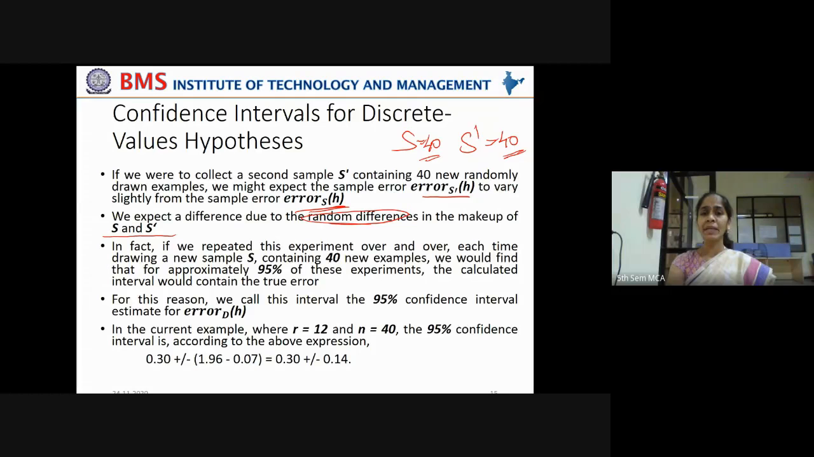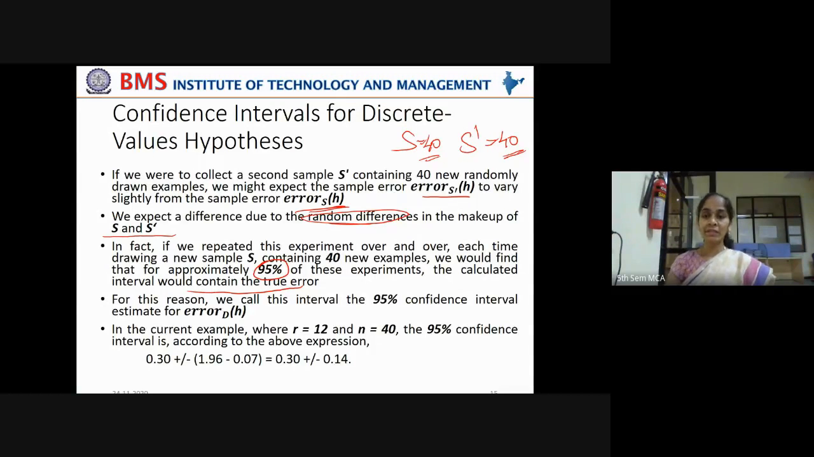Now, in fact, if we repeated this experiment over and over again, each time drawing a new sample S containing 40 new examples each time, S, S dash, S double dash, S triple dash, you keep on drawing various samples with different data points, each of them having 40 data points. I'm telling 40 is the number of data points, but the samples are different. We would find that for approximately 95% of these experiments, the calculated interval would contain the true error.